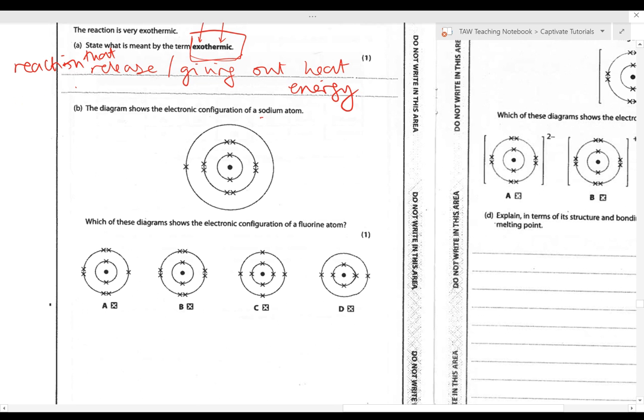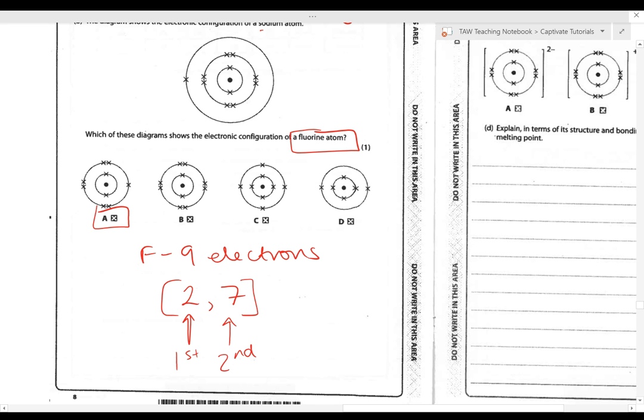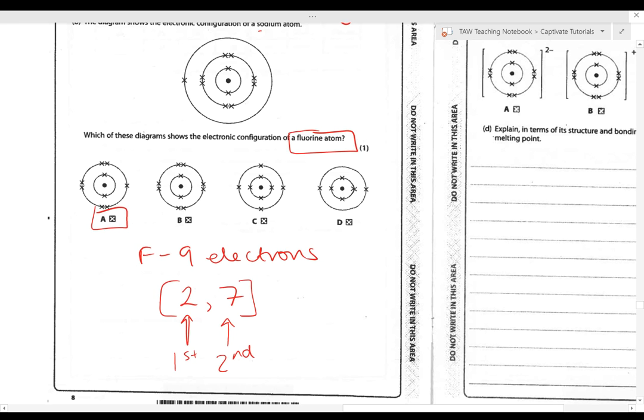On to B, so which of these diagrams shows the electronic configuration of a fluorine atom? Well, if we look at the periodic table, fluorine has 9 electrons, so they'd be arranged like this: 2 in the first shell, and then the other 7 in the second shell. So we're looking for a diagram where we've got 2 electrons in the first shell and 7 in the second shell. And A is the one that matches that configuration.